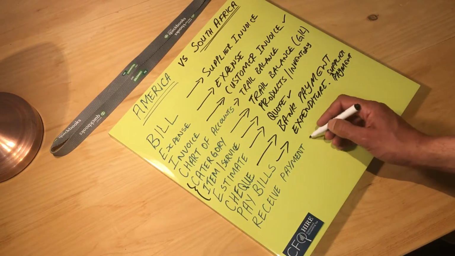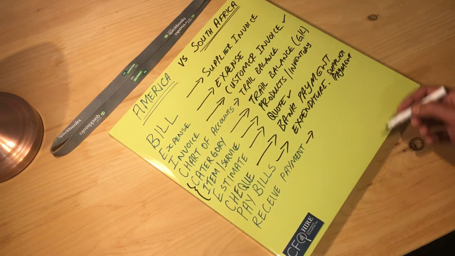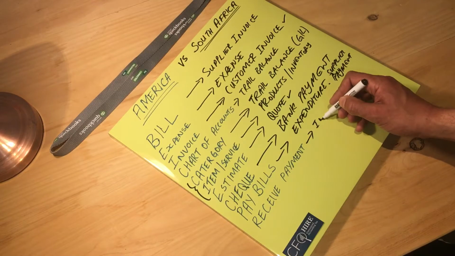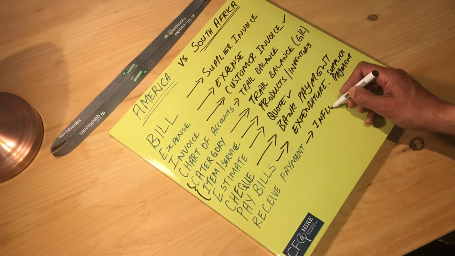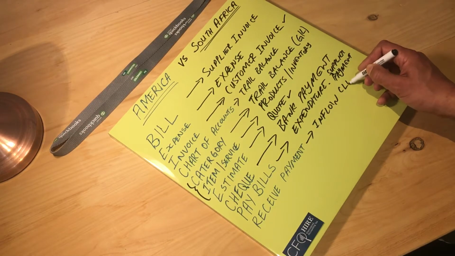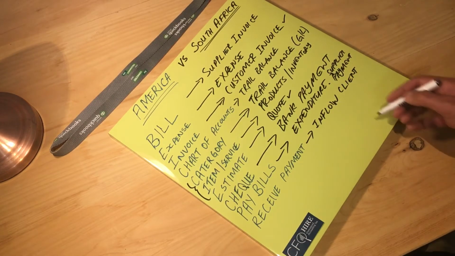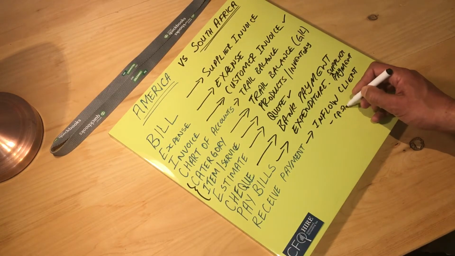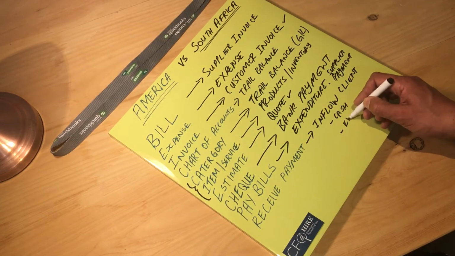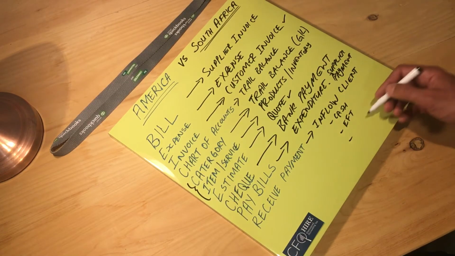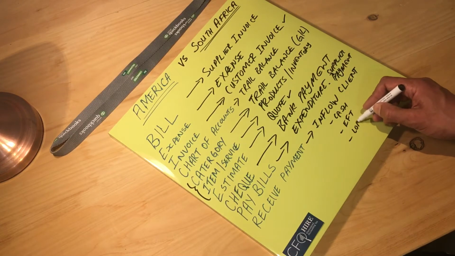And the last one I'd like to explain today is a receive payment. Now, receive payment is the income that you receive, the actual inflow from the client. Again, you can either receive this inflow in cash, EFT, or maybe they give it into your personal bank account, which will go to a loan account.